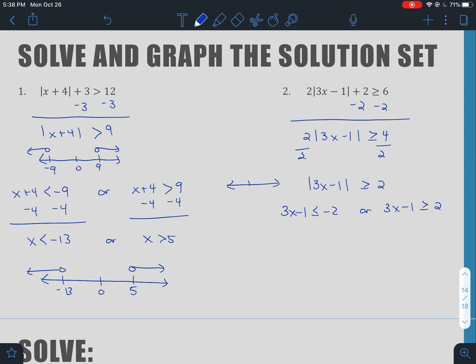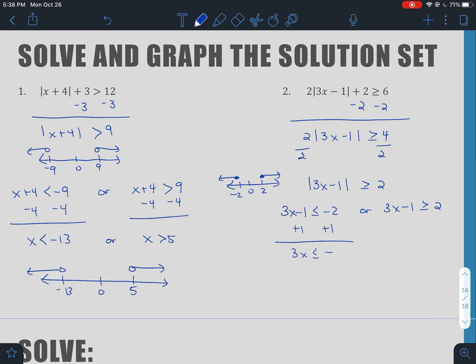So again, I need to be either more than 2 on the number line or less than negative 2 on the number line to make that happen. So set 3x minus 1 less than or equal to negative 2, or 3x minus 1 greater than or equal to positive 2. Then solve.